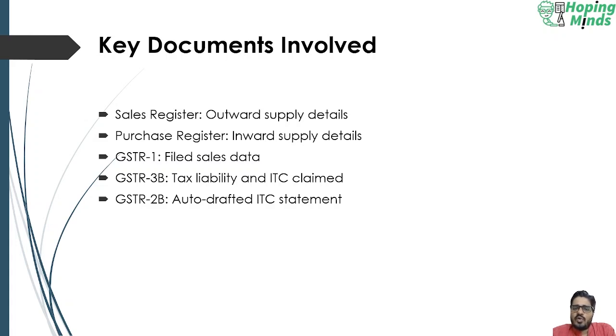filed on a monthly or quarterly basis, contains the outward supply data. Then GSTR 3B, it is the summary return that shows the tax liability and input tax credit claims. And GSTR 2B data, it is an auto-drafted input tax credit statement generated from the suppliers' GSTR 1 returns. So we reconcile the books with the GSTR 1 for reconciling sales, then GSTR 3B for reconciling the tax payment and input tax credit claims, and GSTR 2B for vendor uploaded purchase invoices.